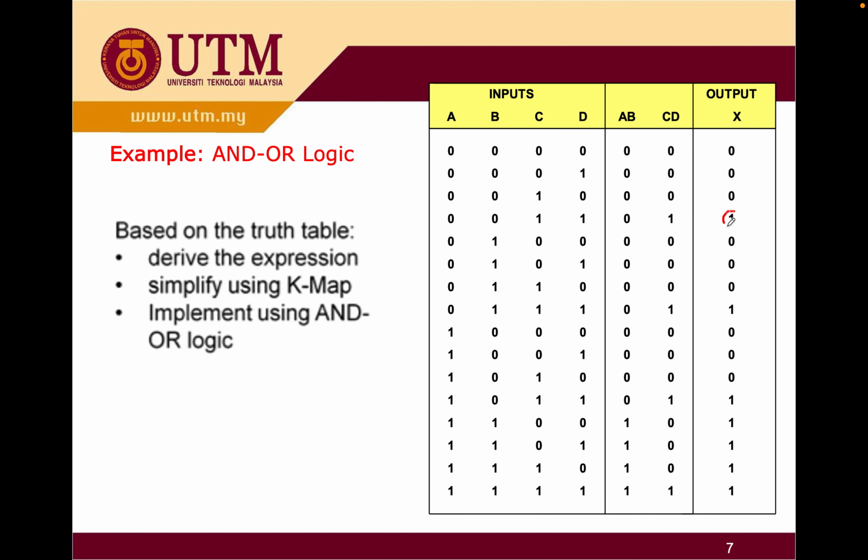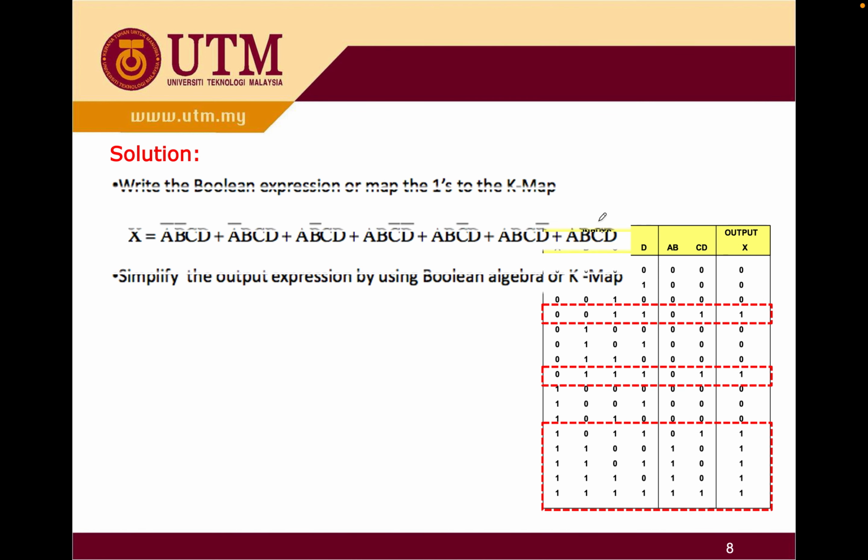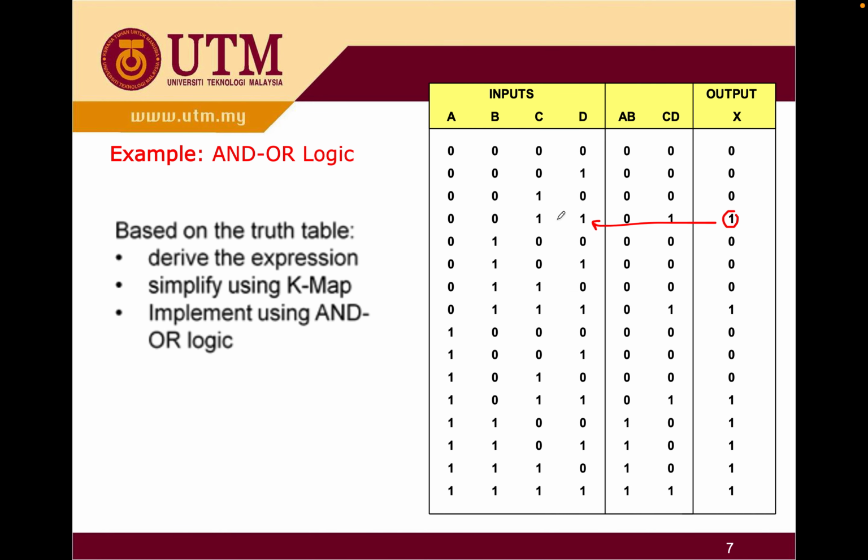So what is the expression? Over here you can come out with the expression of A bar, B bar, C, D. That is one of the product terms there. You can see A bar. Why is it bar? Please remember, if output is 1, it's going to be SOP. A equal to 1, A bar equal to 0. See here? And C D. So this is one of the product terms.